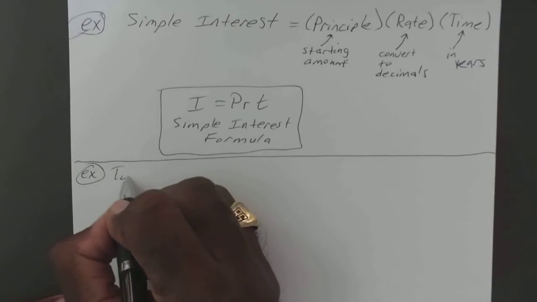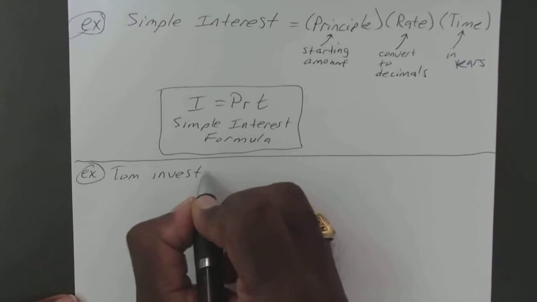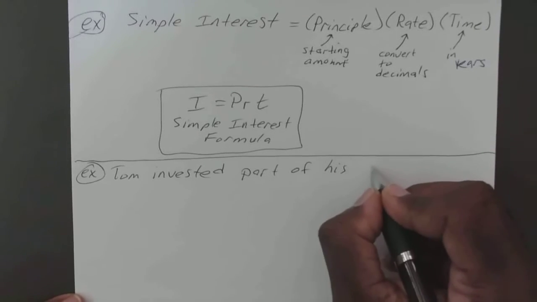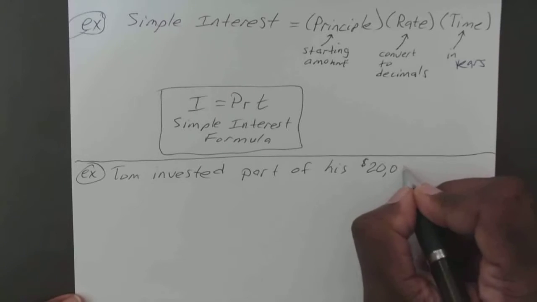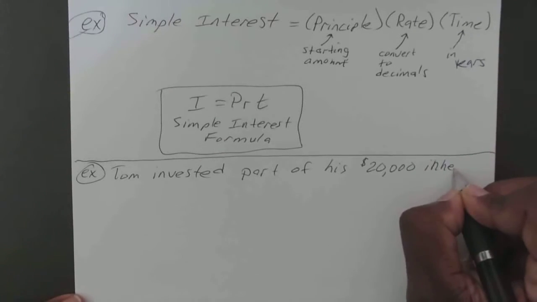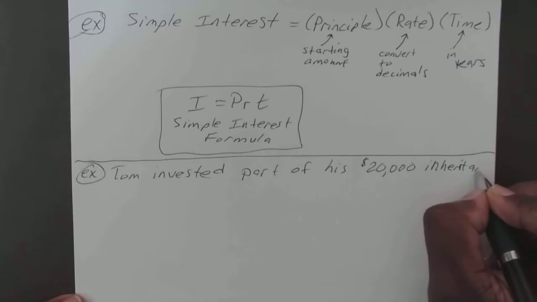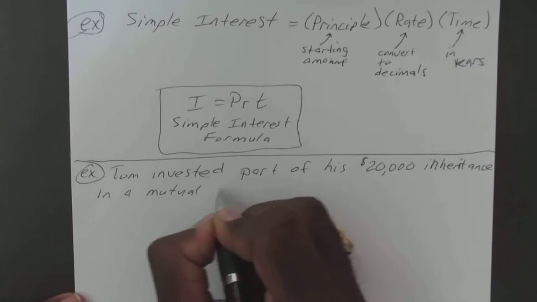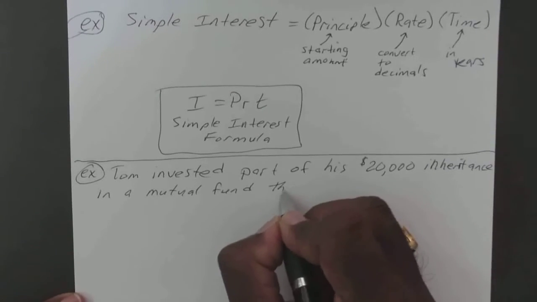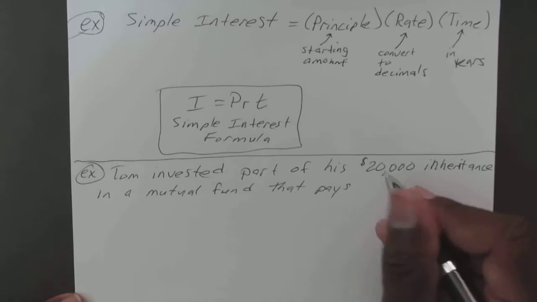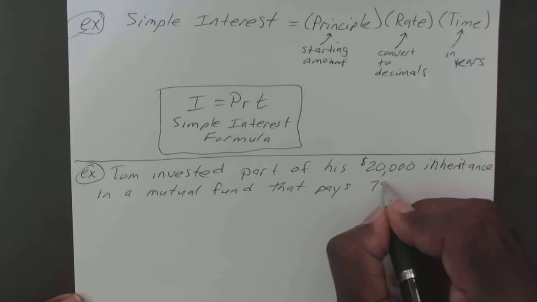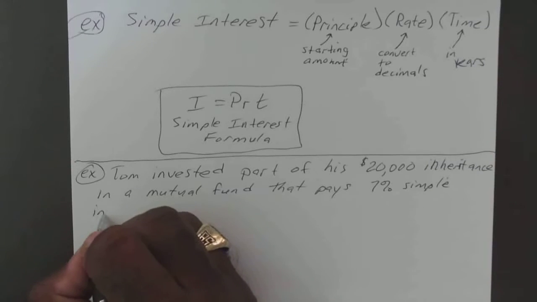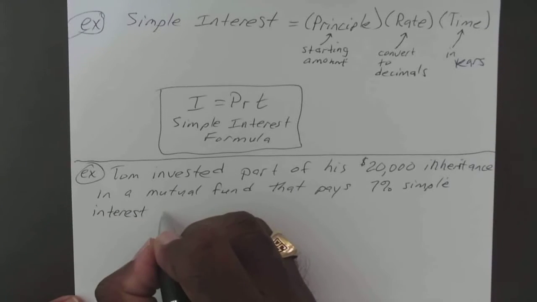So if we have a problem that requires simple interest, we'll just use this formula. Let's say Tom invested part of his $20,000 inheritance in a mutual fund that pays 7% simple interest once a year.